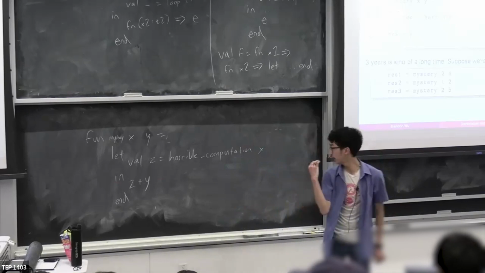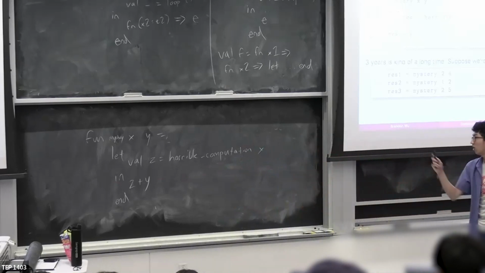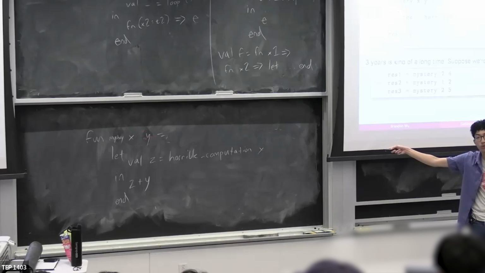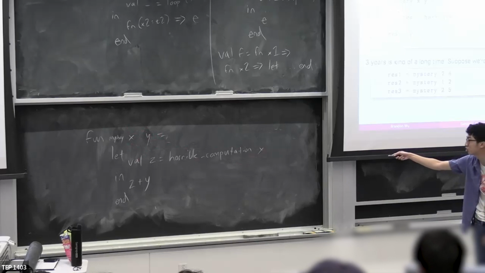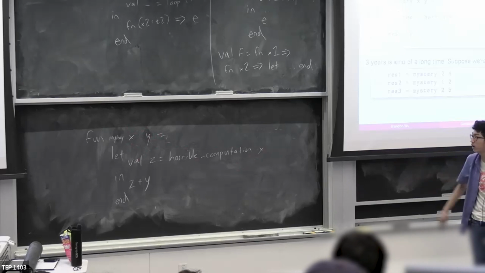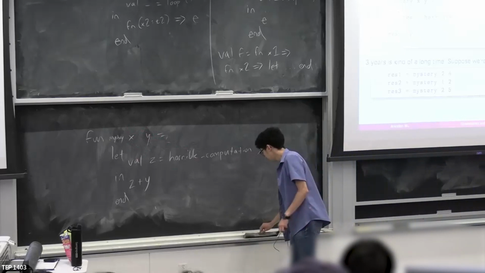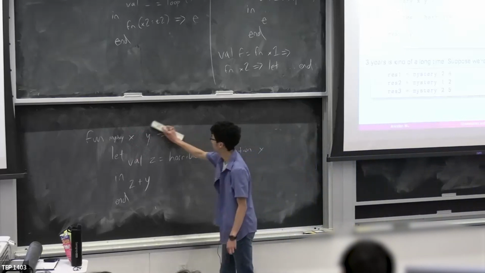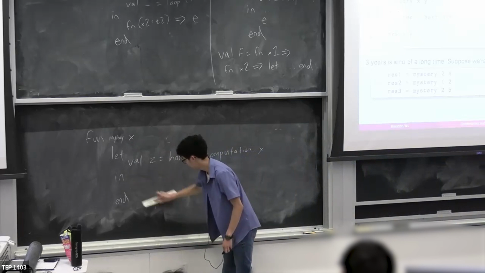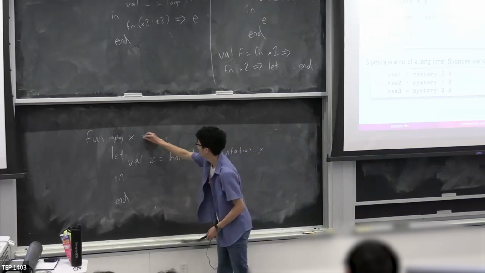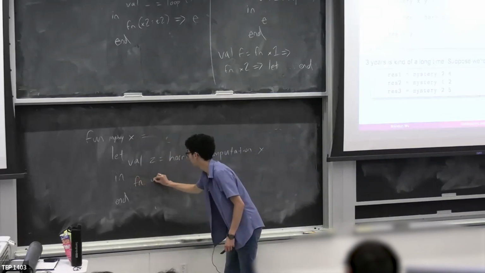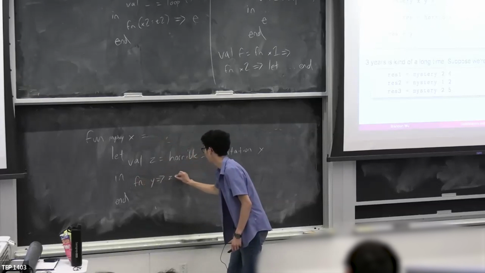Horrible computation back there doesn't rely on y whatsoever. I don't need to wait to get the argument y before I do the horrible computation, because it's just a function of x. That's all I care about. So I'm gonna switch this a little bit. All right, watch this. Boom. I'm gonna erase this. Put an equals there. F and y goes to z plus y.